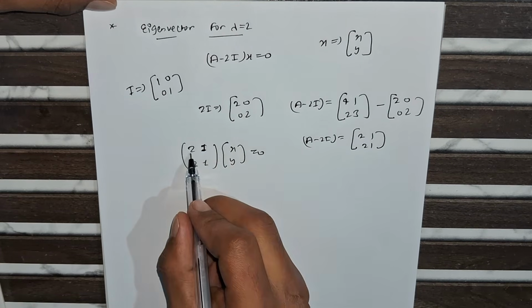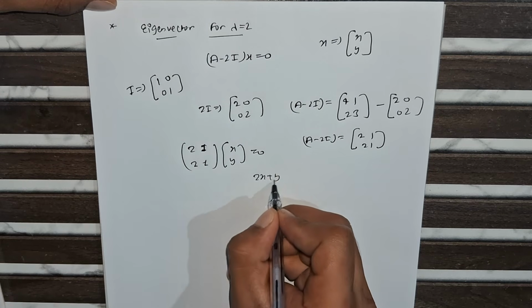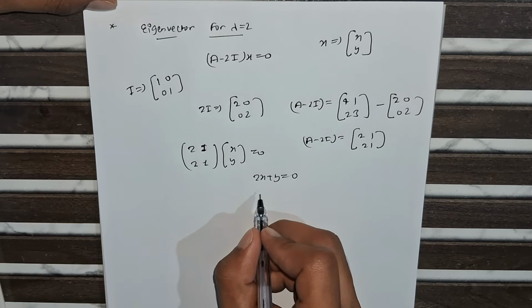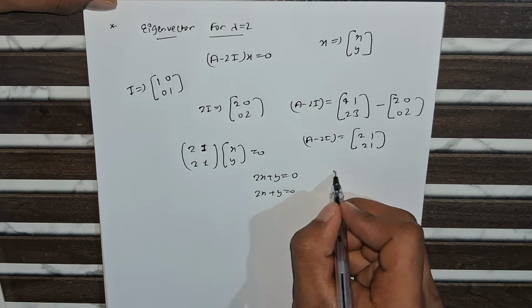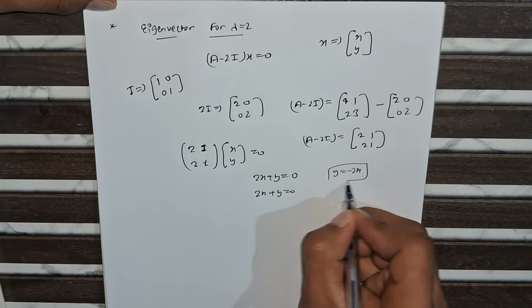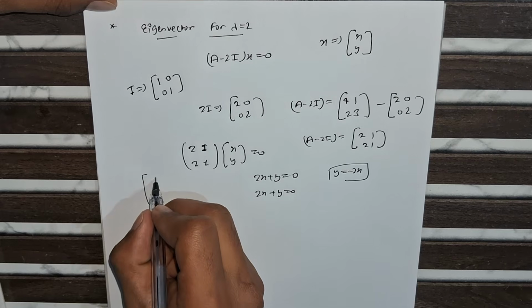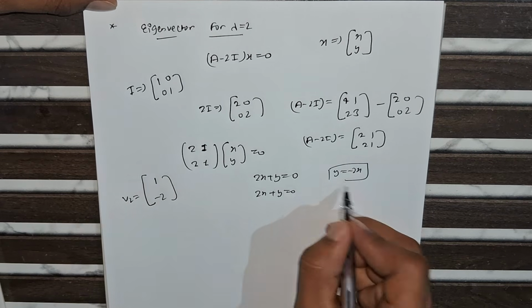First multiply 2 into x plus 1 into y. So 2x plus y equals 0. Like that, 2 into x plus 1 into y, the same equation. So 2x plus y equals 0. We can say that y equals minus 2x. So now what is our eigenvector? By seeing this equation, the eigenvector is v2 equals 1, minus 2.